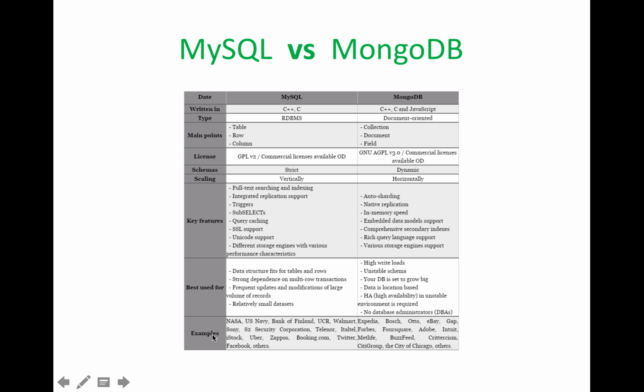Now we will go to the examples of MySQL and MongoDB, and which companies use MySQL and MongoDB. MySQL is used by NASA, US Navy, Bank of Finland, UCR, Walmart, Sony, Telenor, Uber, Zappos, Booking.com, Facebook, and others. MongoDB is currently used by Expedia, eBay, Gap, Forbes, Foursquare, Adobe, MetLife, BuzzFeed, Citigroup, also City of Chicago, and other companies.